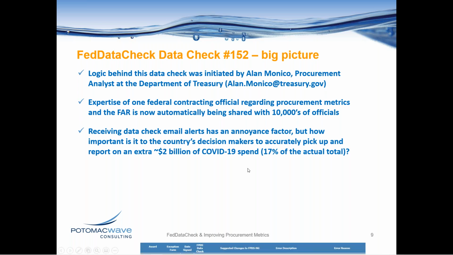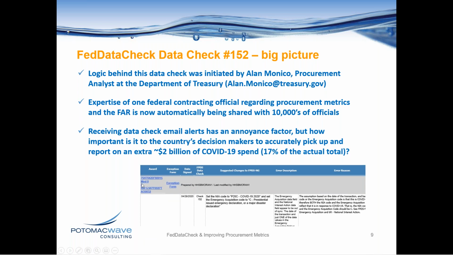Receiving a data check, one of these email alerts, here's one that was on check 52. Here was the PID. We send it to the person who entered the data into FPDS NG. We identify the transaction. We explain why it's wrong and what to do to fix it. Obviously, that's apt not to be that much fun to get one of these alerts, or you have other things to do, such as actually getting the supplies and services to battle COVID-19.